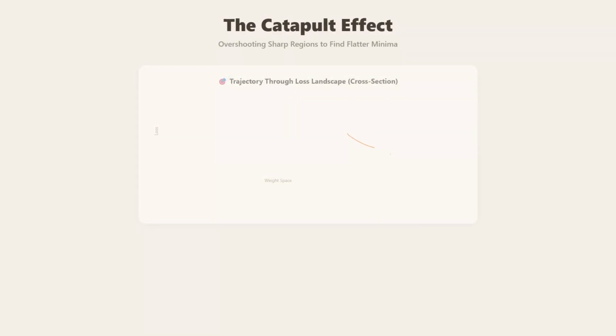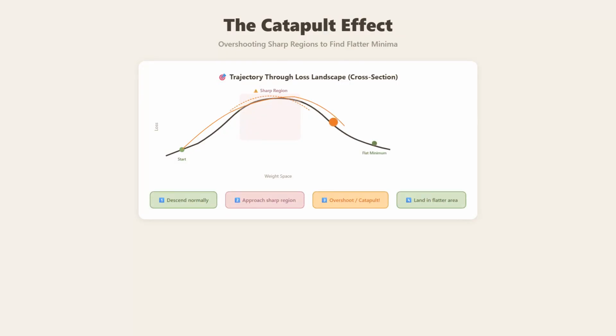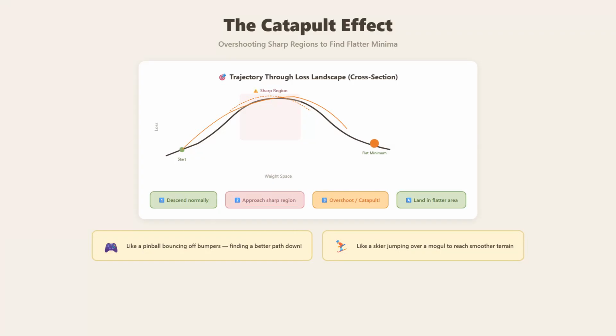One of the most striking mechanisms in edge of stability is what researchers call the catapult effect. Picture a ball rolling down a curved surface representing the loss landscape. In normal, stable training, the ball rolls smoothly downhill, settling into whatever minimum it happens to find first. But in edge of stability training, something different happens. When the ball approaches a sharp region, the unstable dynamics cause it to oscillate wildly. Instead of getting trapped in the sharp minimum, the ball effectively catapults over it. It bounces right past the sharp peak and lands in a flatter region on the other side. From there, it can continue its descent in a more stable manner, ultimately settling into a flatter minimum.